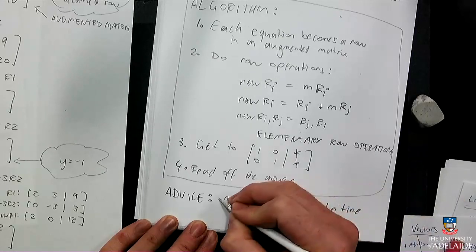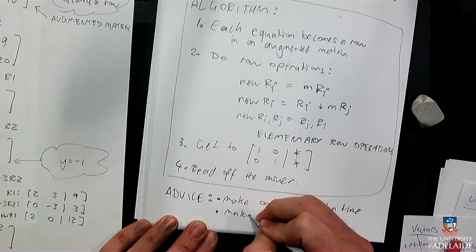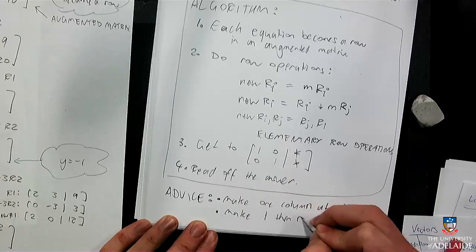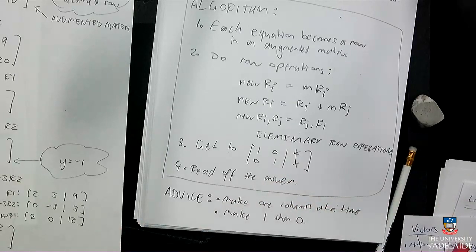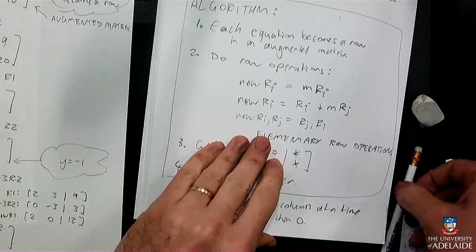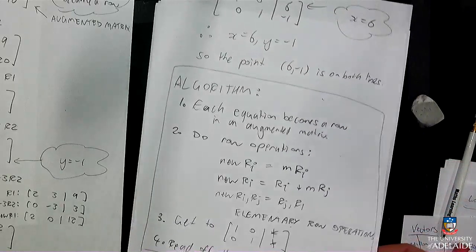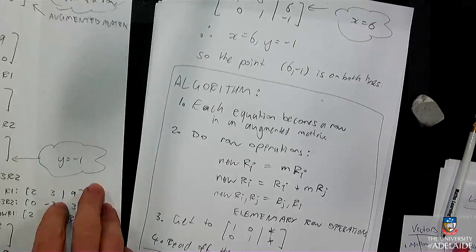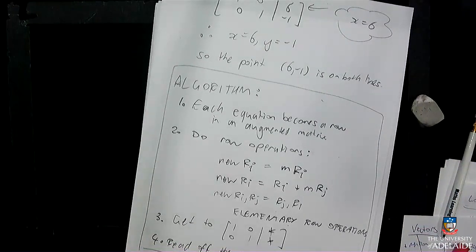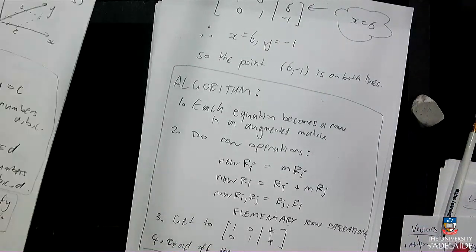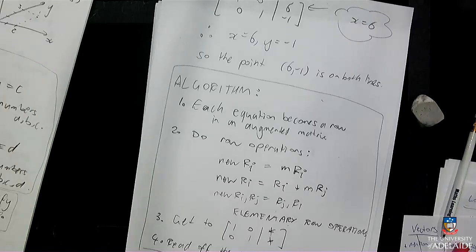Make one column at a time. 1 and then 0. But, I mean, whatever you want, doesn't really matter. Okay, cool, nice. That's the process. Now, for 2 lines in 2D, there's not much of a problem going on.